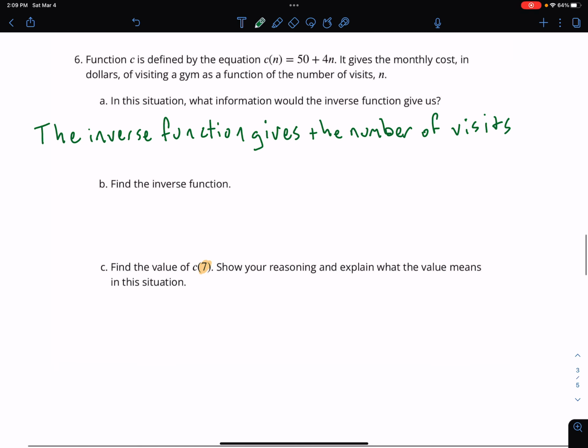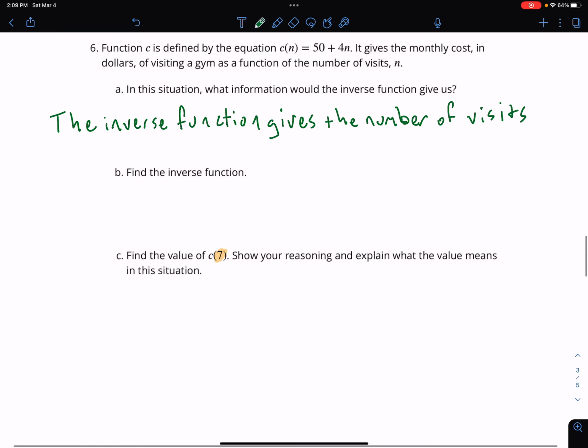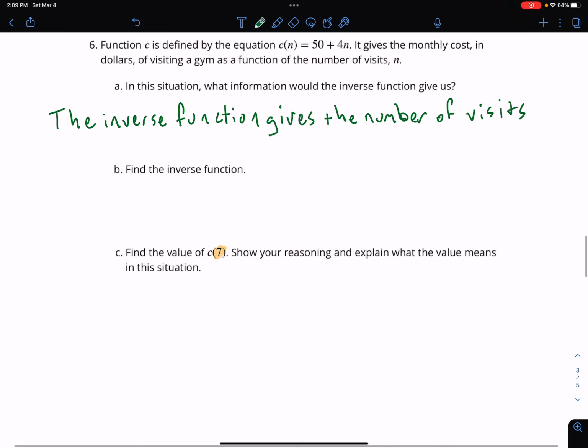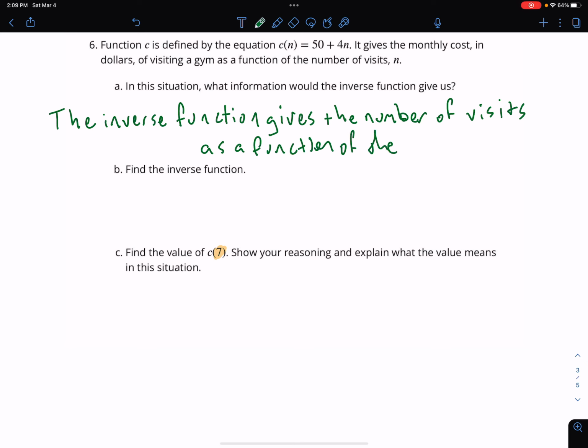I think a lot of people, when they read this question, they're trying to think of some number, right? But no, we're looking for these two things. The other function, what it was a function of, was the number of visits. Well, this inverse is going to give us that as a function of the monthly cost.